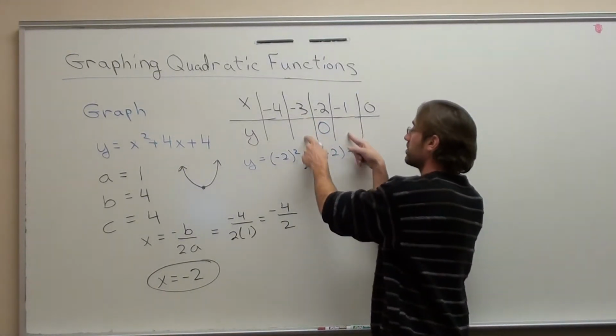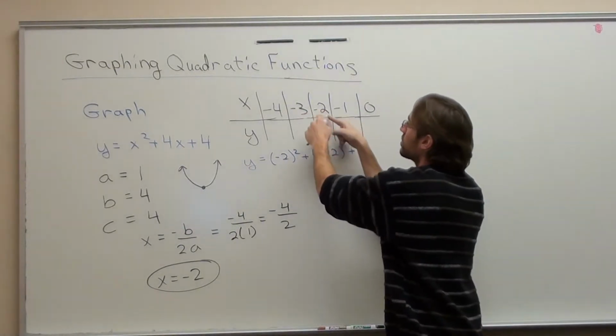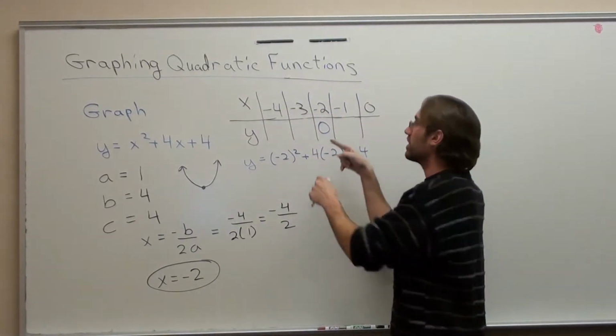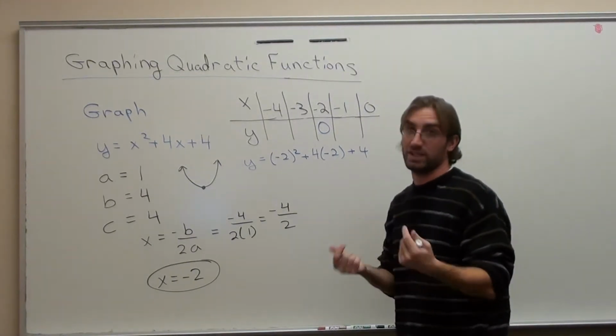Now I told you that these values are the same because they're exactly the same distance away. If they weren't the same distance away, then the values wouldn't be the same. So you have to make sure that your values are always the same distance away from the vertex. Always. If you don't, it messes up your graph.